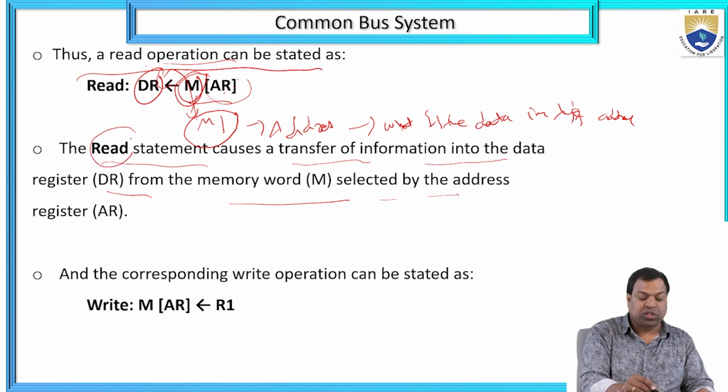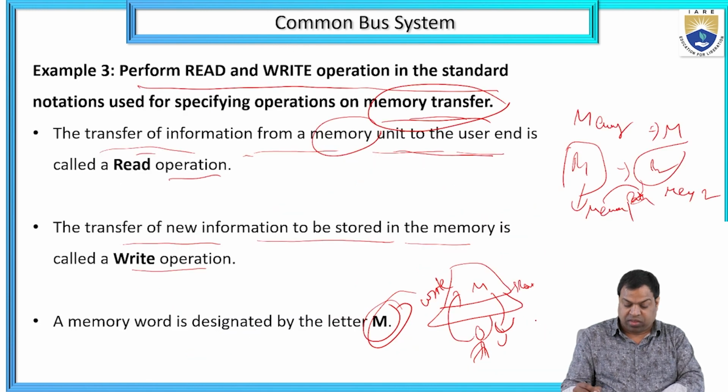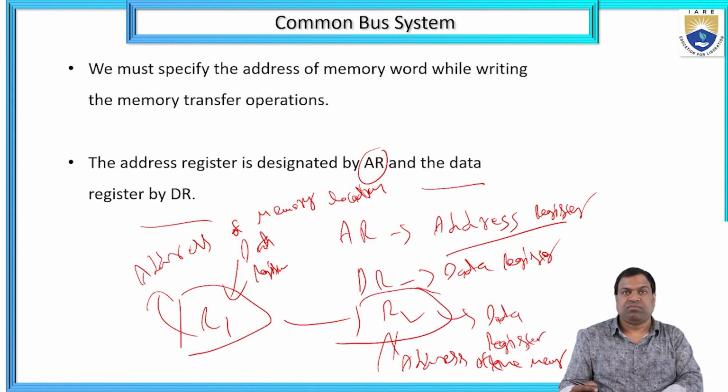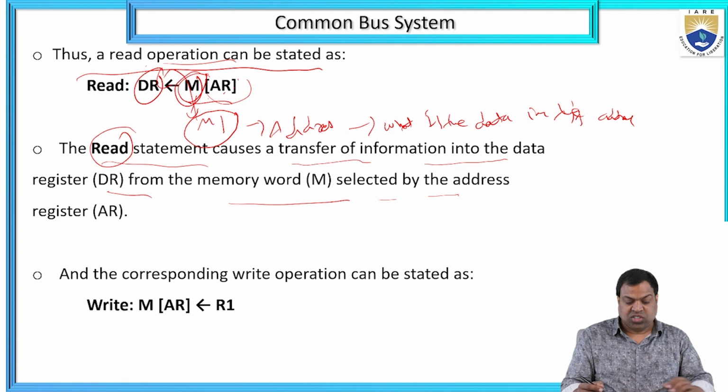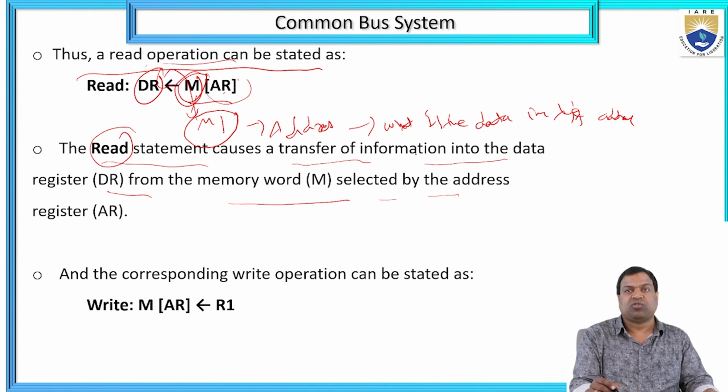Okay, here I am performing the read operation. We already discussed what the read operation is. What does read mean? Memory to user, system to user. With M of AR, I go to a particular memory with a particular address, and from that address I get the data. That is a read operation. The statement causes the transfer of information from the memory word selected by the address register AR.